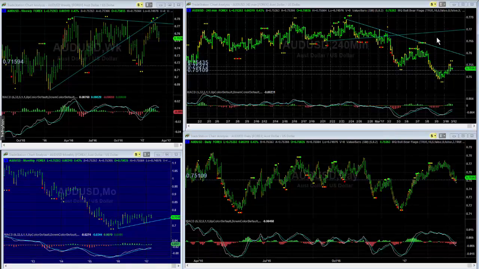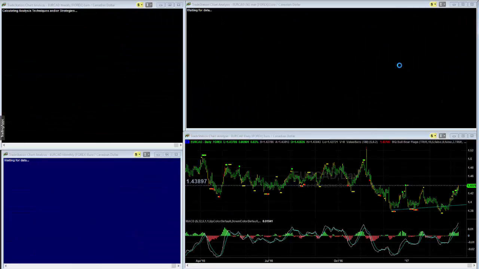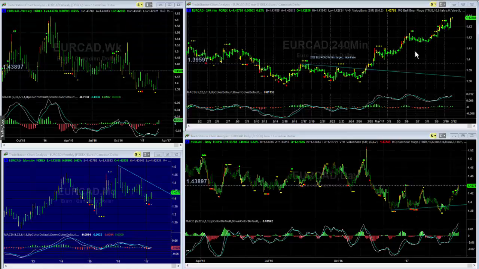In the Aussie US dollar, you can see that we broke down through this support here on the daily and didn't quite follow through, and we got the news for today and it pushed us back up again. So I'm not sure where this one's going to go. We're showing bearishness on the daily, but we're still a little bit bullish on the 240 now, and therefore we're mixed overall.